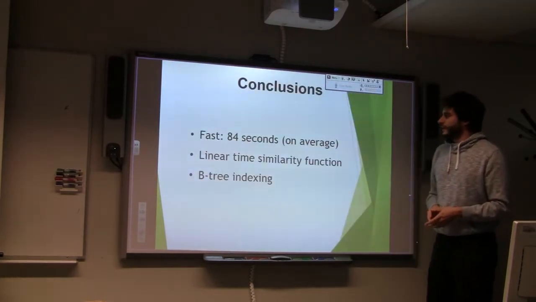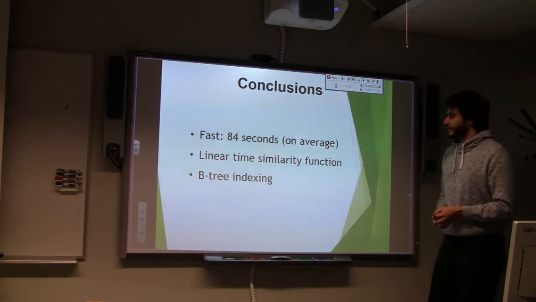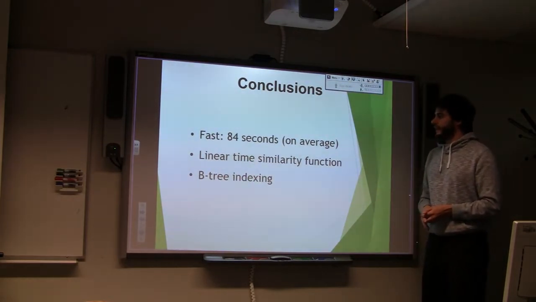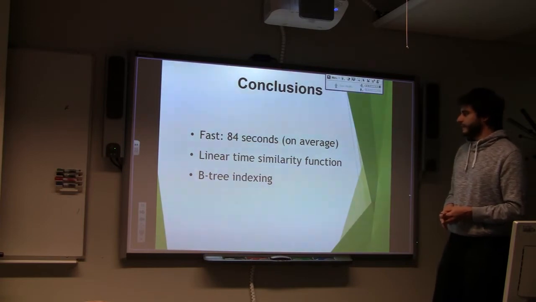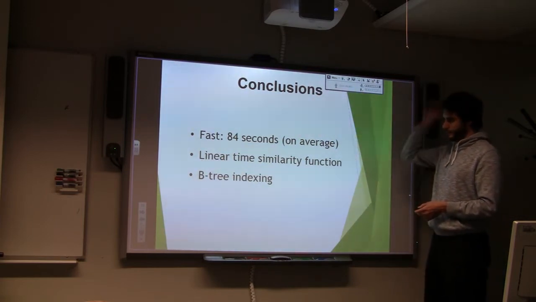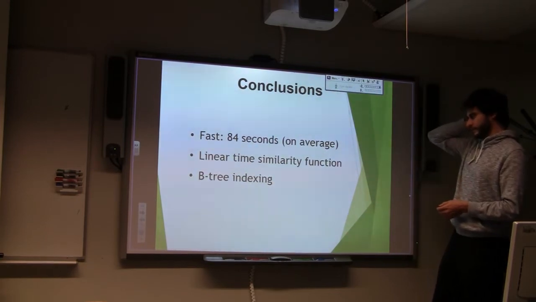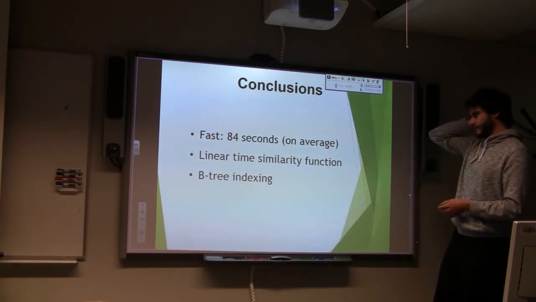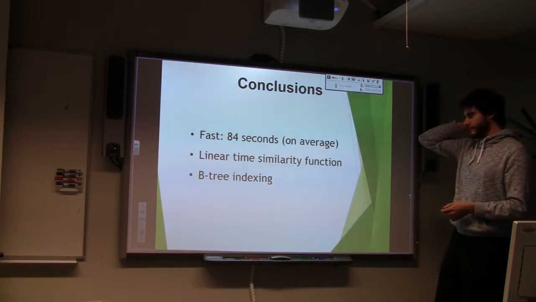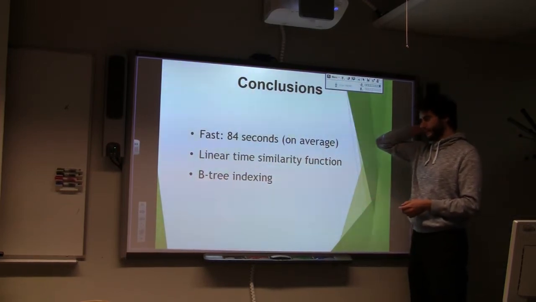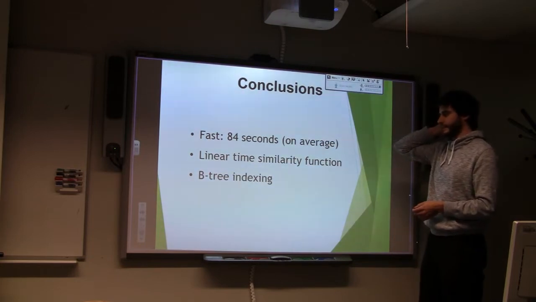In conclusion, the method is fast, so people can find them in 84 seconds on average. And the function that we showed before, you can actually compute it in linear time using this hash map. You can see it from the algorithm. And we use this B3 indexing to make the things faster on the server.